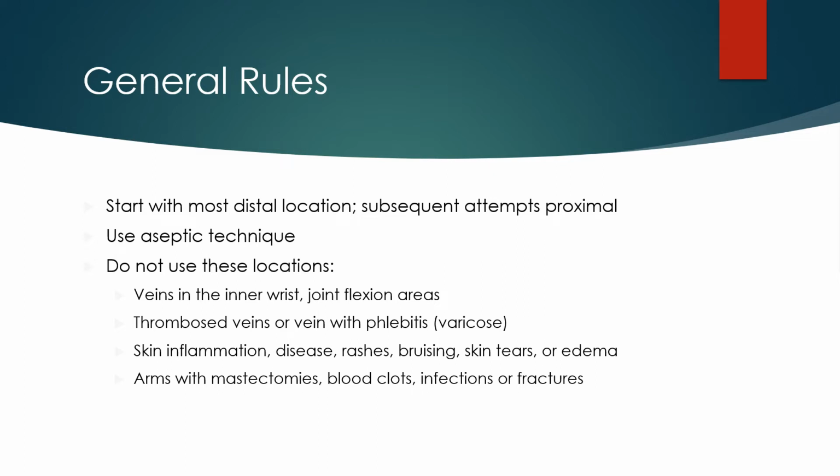Some general rules that we can talk about. We want to start with the most distal location. Subsequent attempts are going to go more proximal. So with distal veins, I always ask, are you right-handed or left-handed? Because you really want to go into that non-dominant hand so it's not interfering with their activities. Use aseptic technique. Don't use some of the locations that are listed there, and I'm going to let you read through those. Obviously, if they have some type of skin inflammation, rash, bruising, right, you don't want to try to poke there. If they have had a mastectomy, blood clots, infections, or fractures, you wouldn't want to use that limb either.